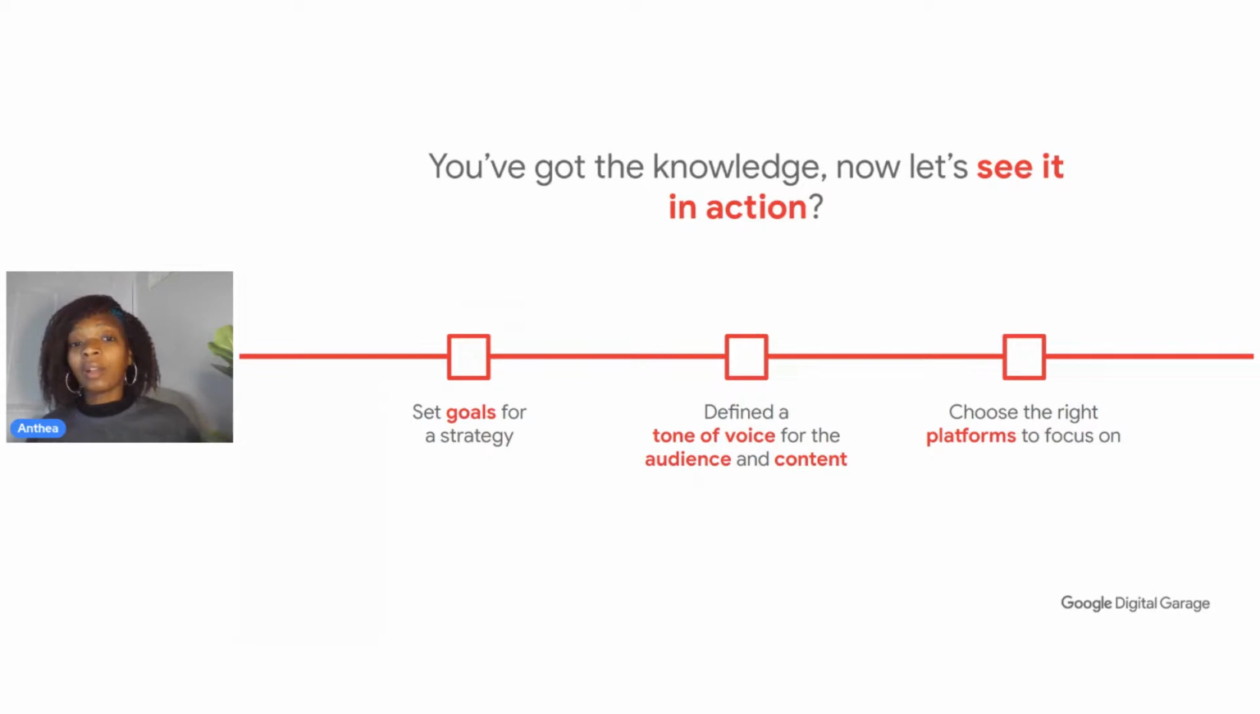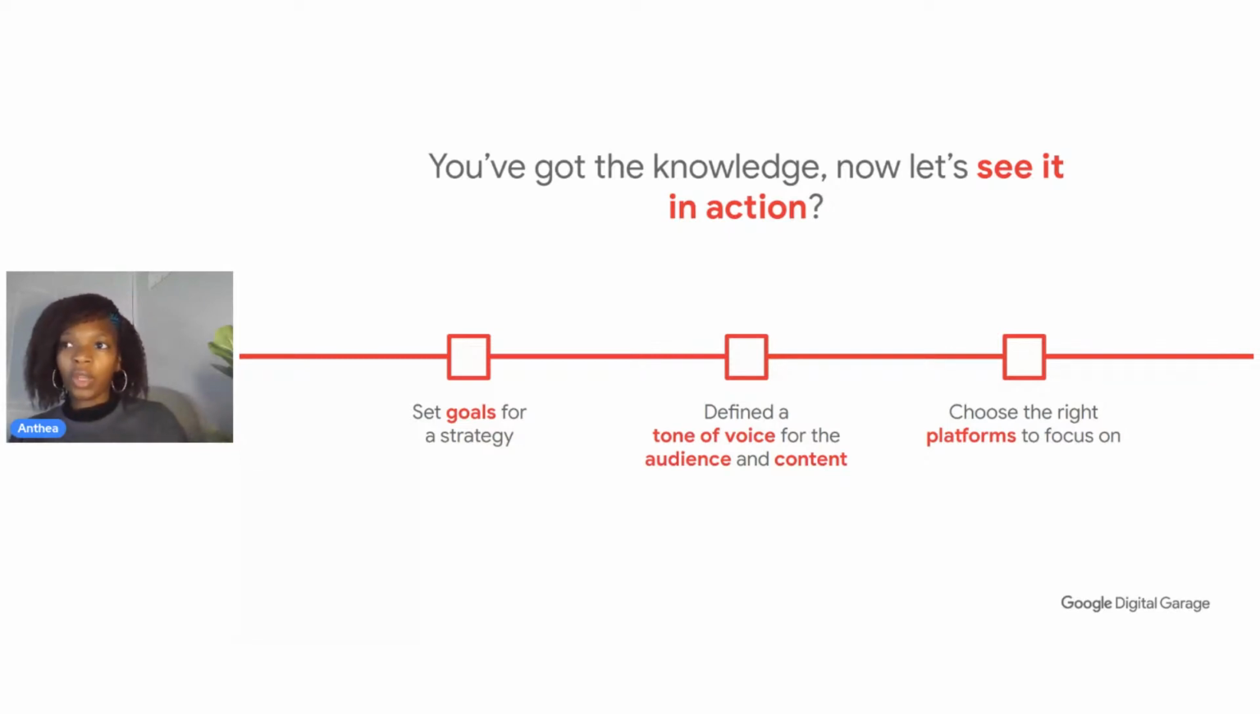So where are we now? Well, you've got the knowledge, and so now it's about seeing things in action. So let us know, what are you still struggling with? We'll take a couple of questions before we finish, but the main thing really is for you to set your goal for a strategy. What is it you really want to get out of it from a business perspective? And then based on your business goals, how can social media help you to achieve those things?